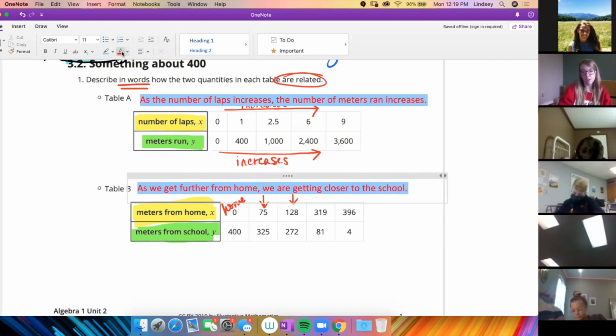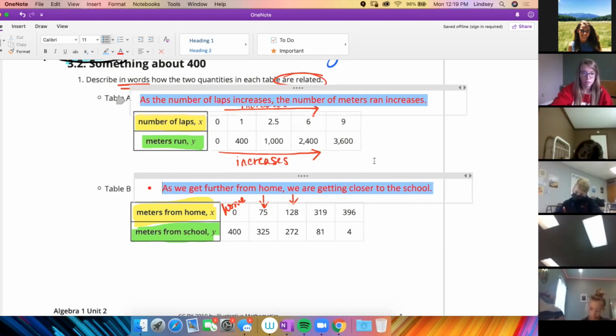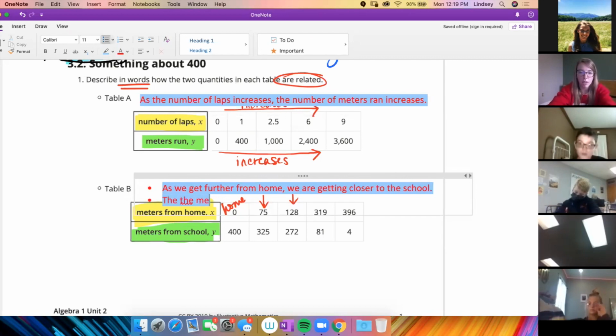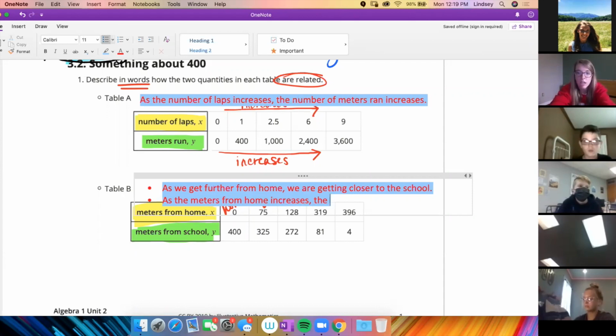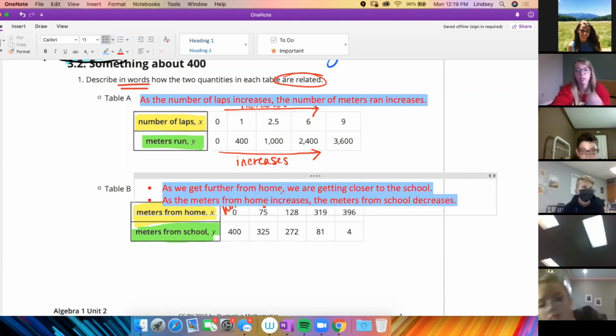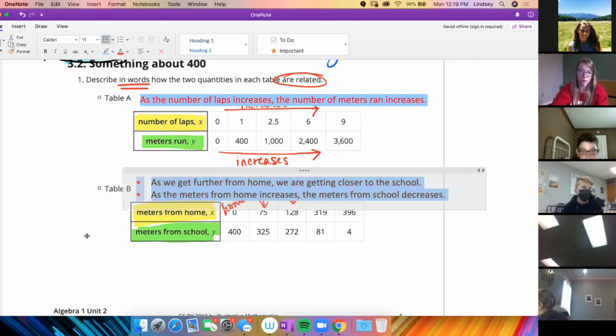All right, another way you could have put that is you could have said, as the meters from home increases, the meters from school decreases. You don't have to write this one. Again, you're just describing the relationship of those quantities.